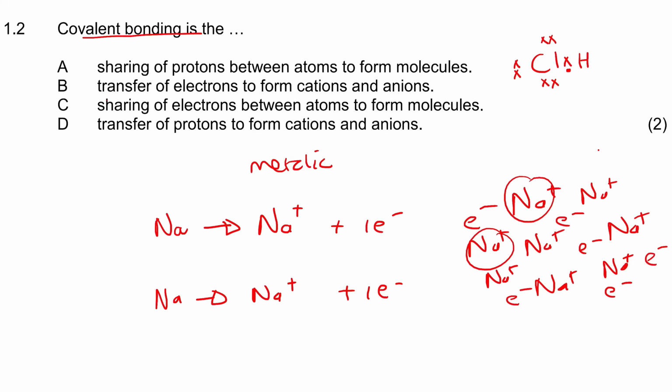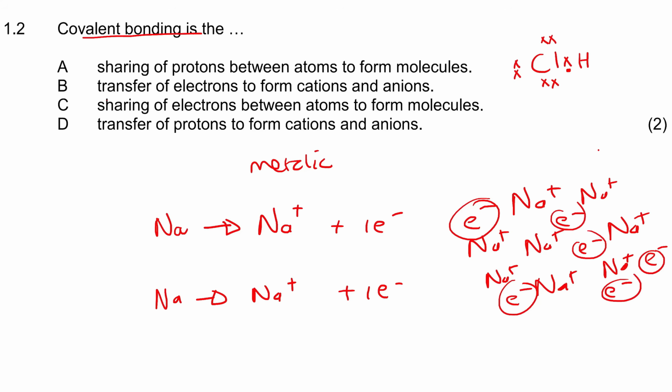So there's 1, 2, 3, 4, 5, 6, 7, 8 sodium ions, or Na ions. Then there must also be 8 electrons, because each sodium gave away 1 electron. 1, 2, 3, 4, 5, 6. Okay, we still need to draw 2 more. There we go. And there we go.